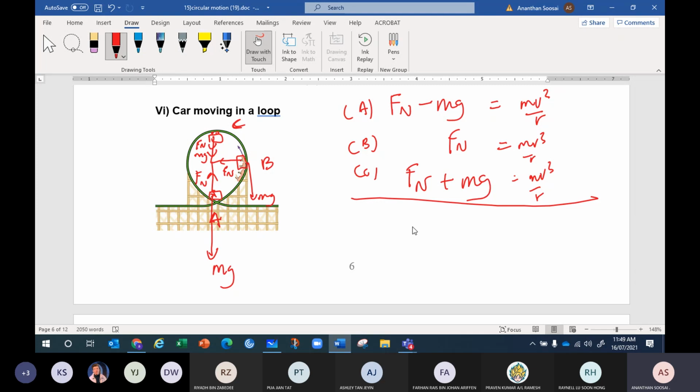These are three equations. This is similar to the vertical circular motion. The only thing is the tension has been replaced with the normal force. That's it. Okay, so any problem with the equation? Have we got the idea?